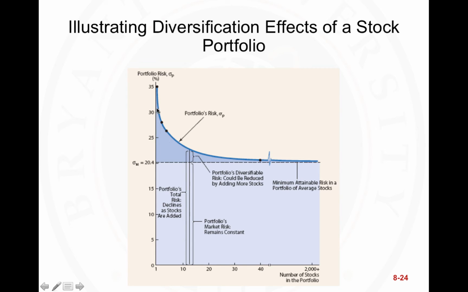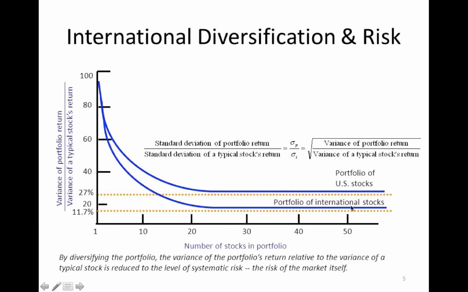So there's no reason why we should bear 35% when we could, just by adding more stocks to the portfolio, get to 20. However, this is the minimum risk, that 20%. The interesting thing is this. If we look at an international portfolio, the line on top is the portfolio of US stocks, and this changes all the time. So for example, in this chart, instead of 35%, we're talking about 27%.